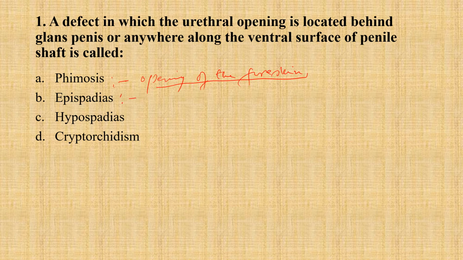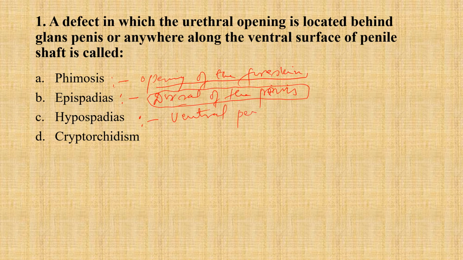What is epispadias? Epispadias is when the urethral opening is on the top of the penis, or called the dorsal aspect of the penis. When the urethral opening is on the dorsal aspect of the penis, it is called epispadias, whereas hypospadias is when the opening is on the ventral part of the penis.